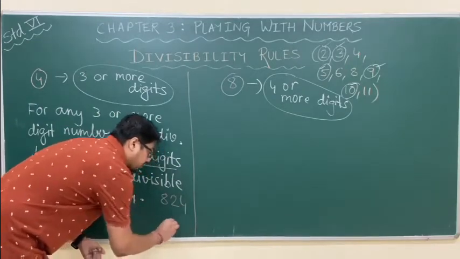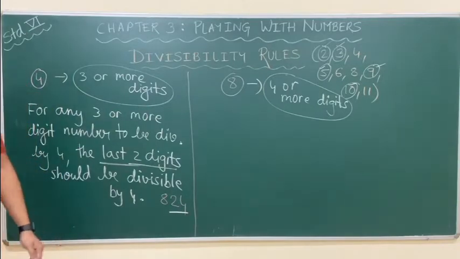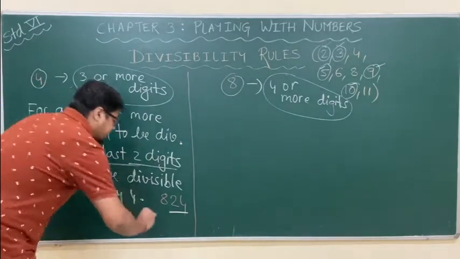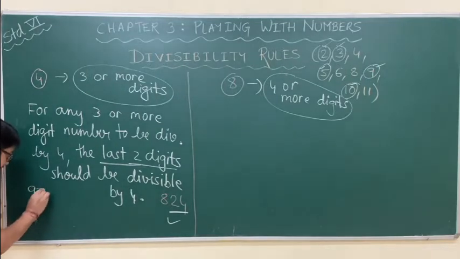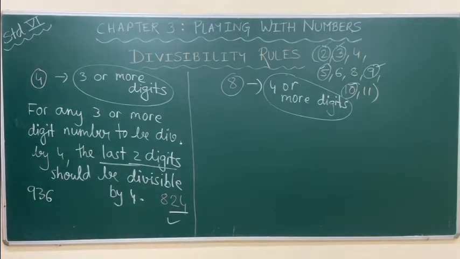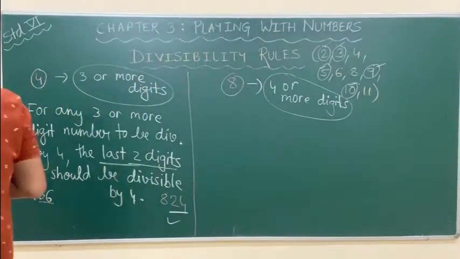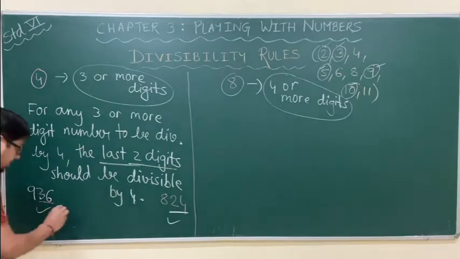824. What are the last 2 digits? 24. Is 24 divisible by 4? Yes sir, 6 4s are 24. That means 824 is divisible by 4. Okay? 936, a 3 digit number. Last 2 digits 36. Is 36 divisible by 4? Yes sir, 4 9s are 36. That means 936 is divisible by 4.